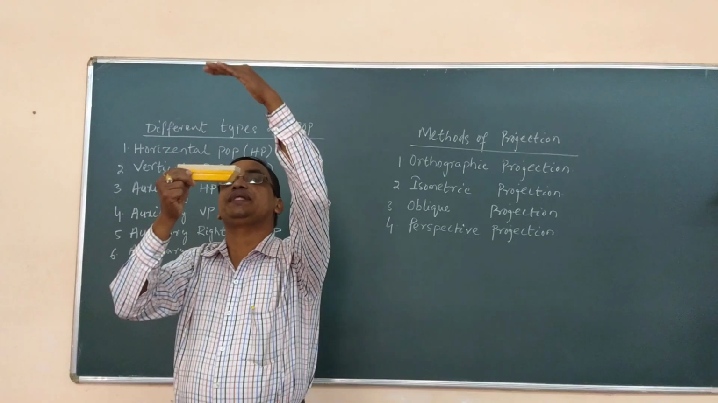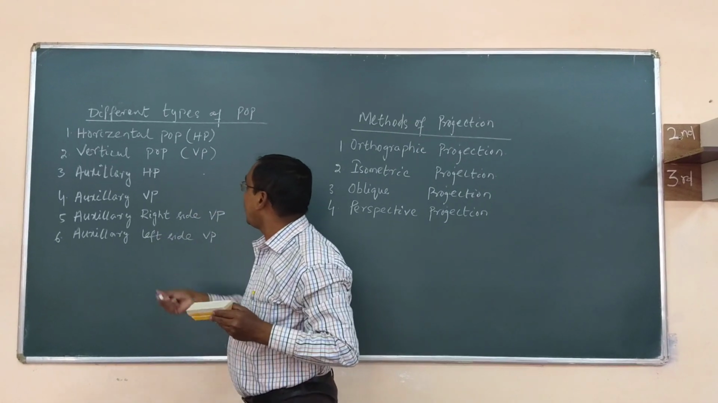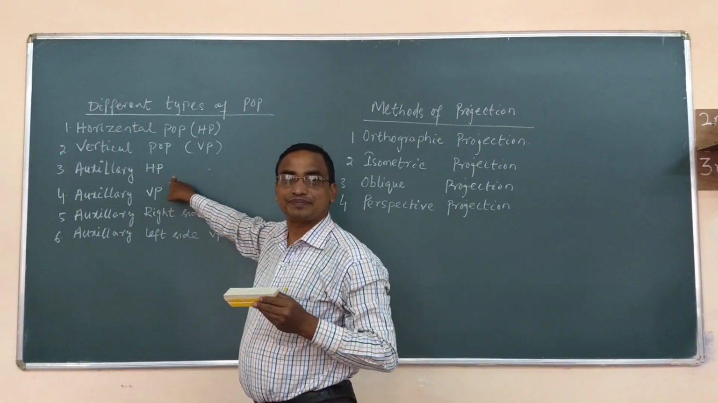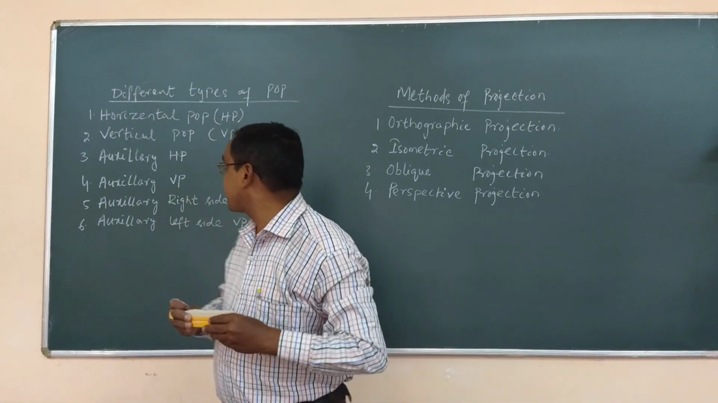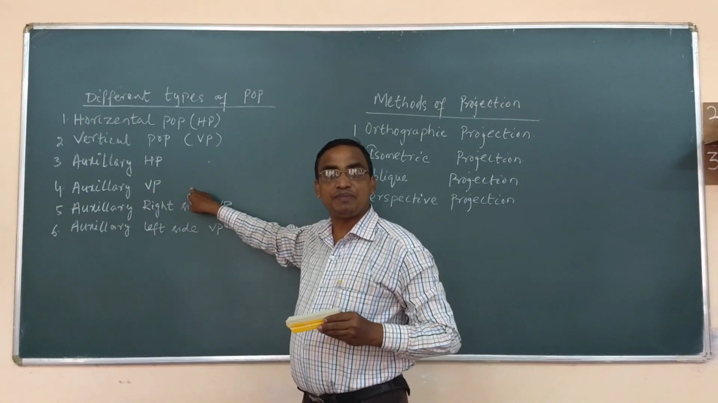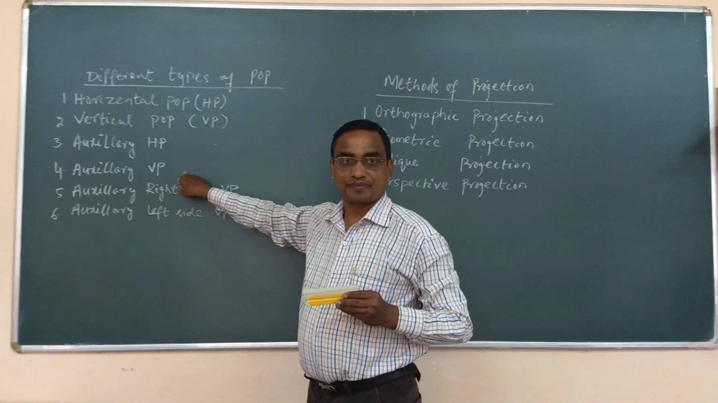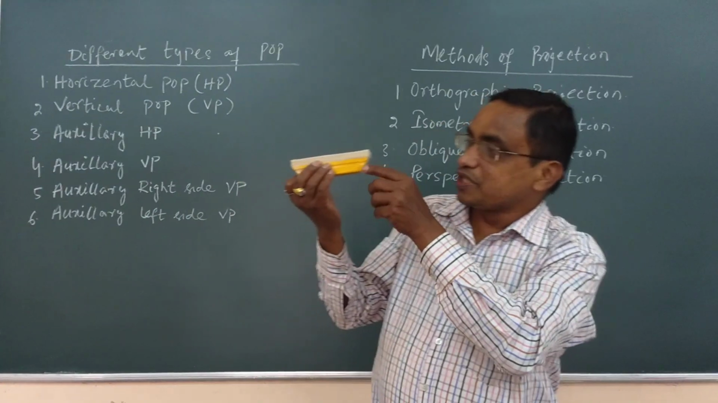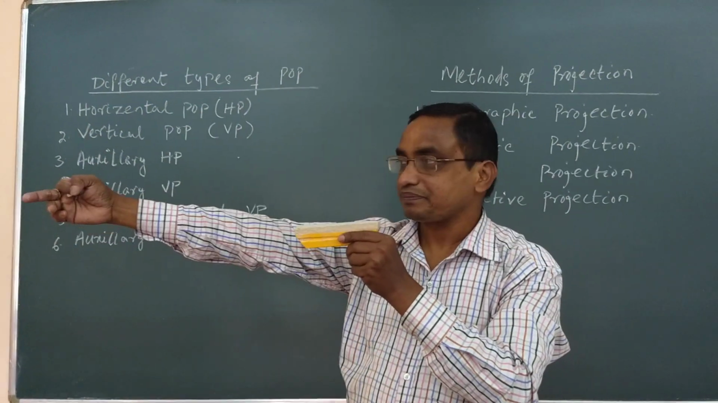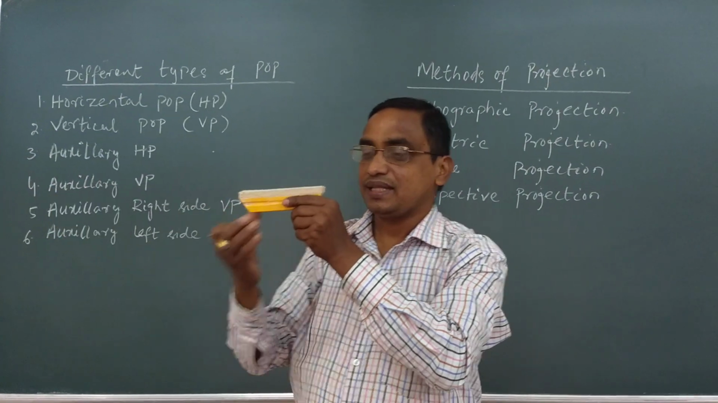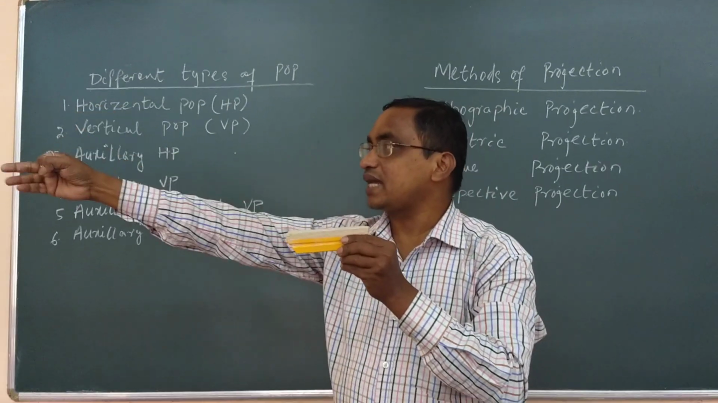Means you have to create one plane under the roof. You have to create that plane and that is called auxiliary horizontal plane. Similarly, the back side view is formed on the auxiliary vertical plane. Means you have to imagine one plane, that is called auxiliary vertical plane. Then the left side view is formed on an auxiliary vertical plane on the right side. Means left side view is drawn on the right side auxiliary vertical plane.